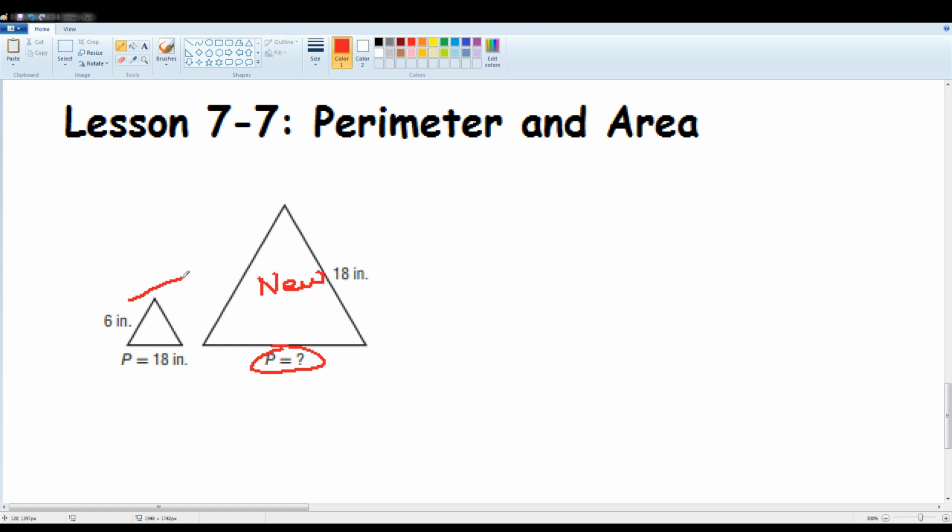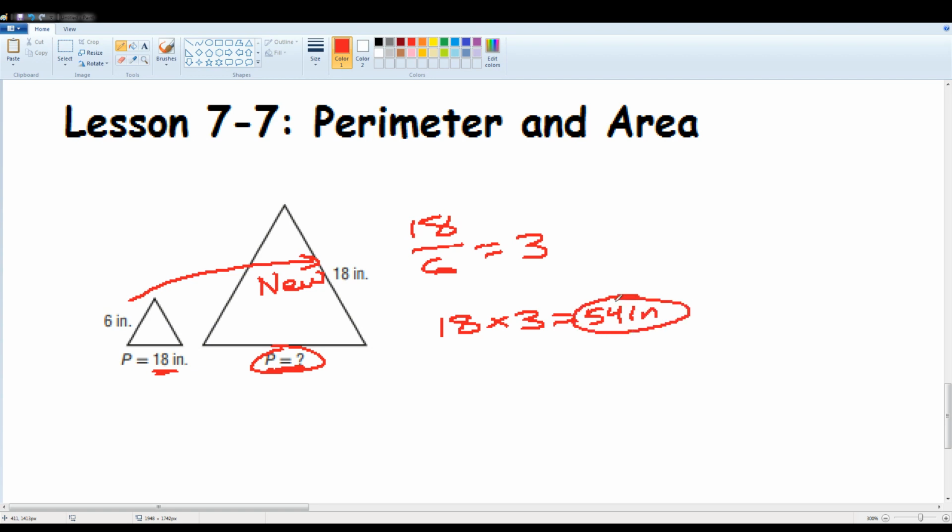And what we want to do is, what is the scale factor to get from 6 to 18? How we do that is new divided by old. 18 over 6 is 3. That's our scale factor. So the new perimeter is 3 times the size of the old perimeter. In this case, I have 18 as the old perimeter times that scale factor 3, and I get 54. So 54 inches would be the perimeter of the new triangle that is 3 times the size of the old triangle.